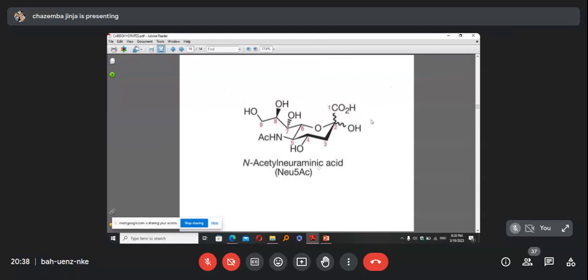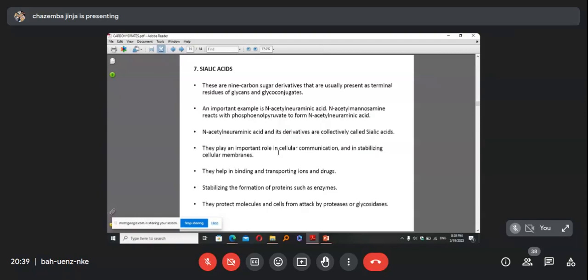So this is N-acetylneuraminic acid. Don't really worry much about the structure of this. You will not be examined or asked to draw the structure, but you just have to know that it's an example of a sugar derivative from sialic acids. These sialic acids have functions such as in cellular communication and stabilizing cellular membranes. They also help in the binding and transporting of ions and sugars, equally help in the formation of proteins such as enzymes, and protect molecules and cells from attack by proteases and glycosidases.